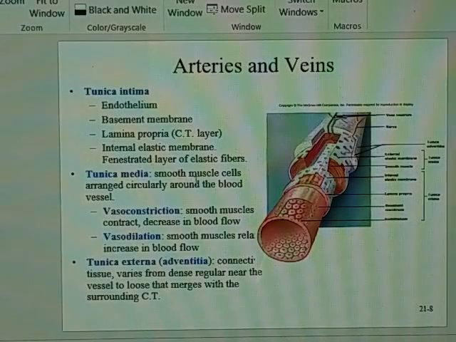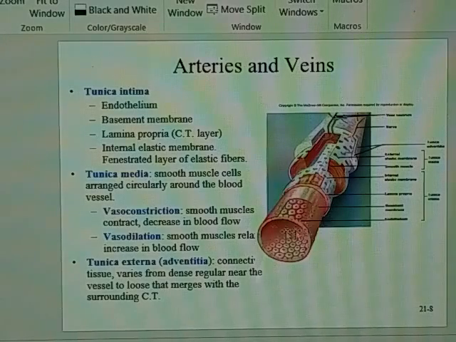When we begin to look at their structure, on this inner portion, we're going to find that endothelium. It will have some basement membrane. It'll have some connective tissue. We'll have the fenestrals if they're present.